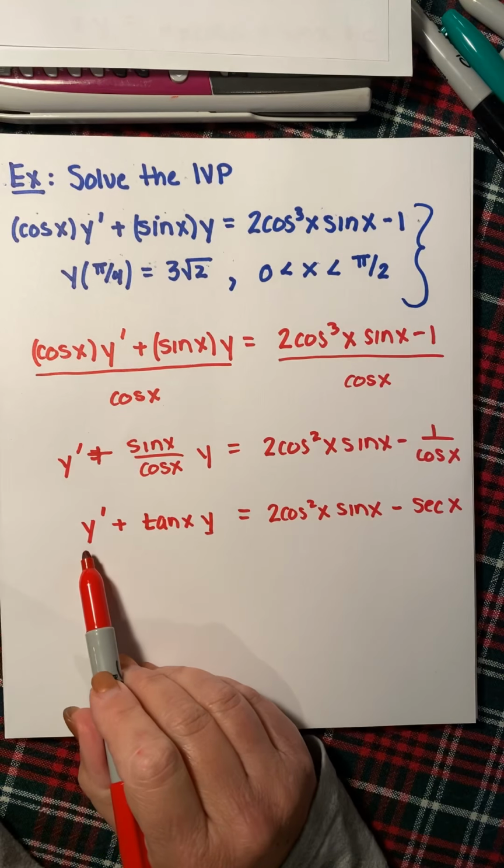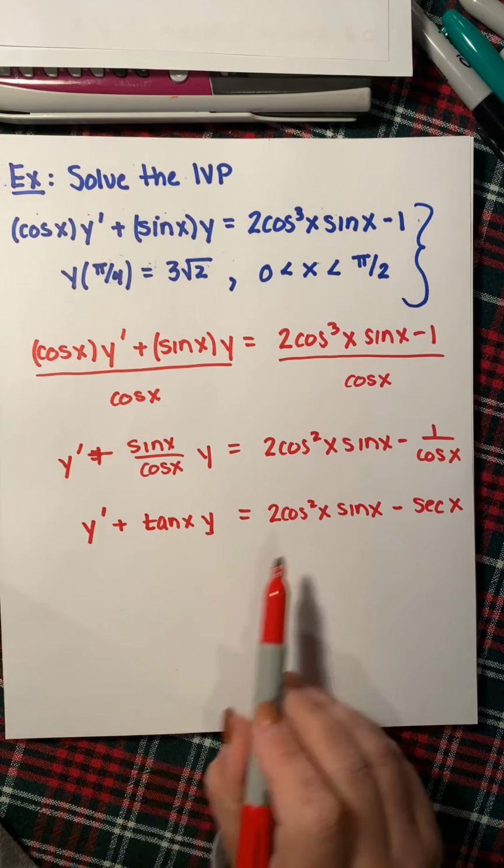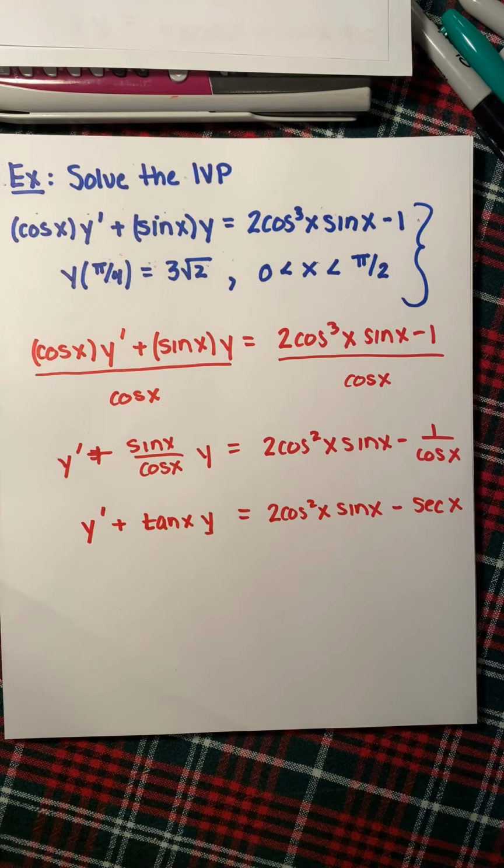We have y prime by itself plus some function of x times y, and then the whole thing on the right-hand side is just a function of x.